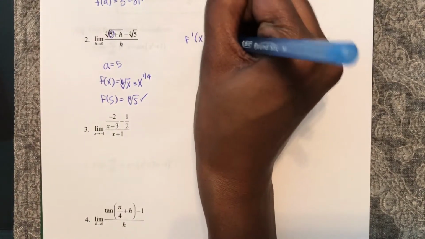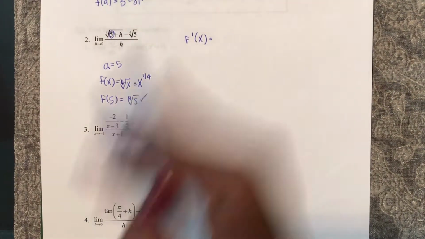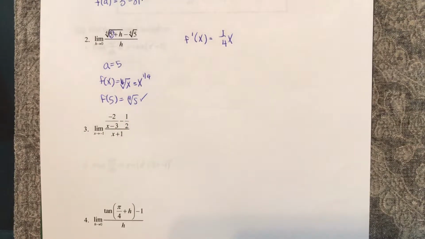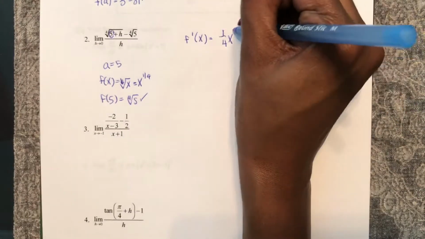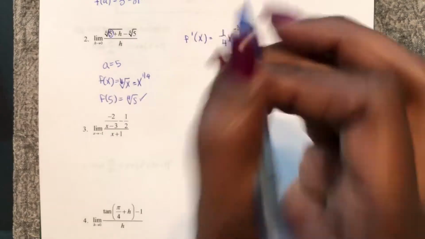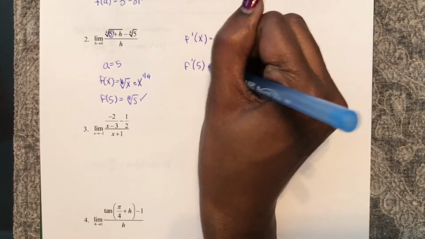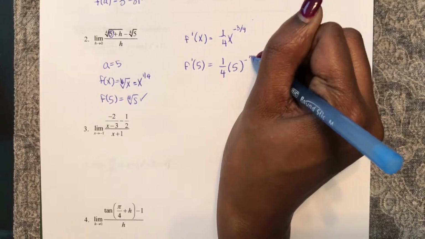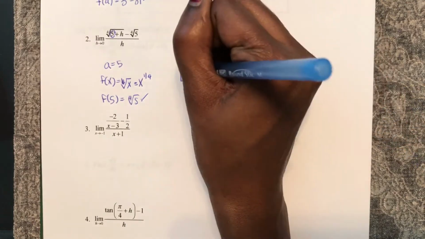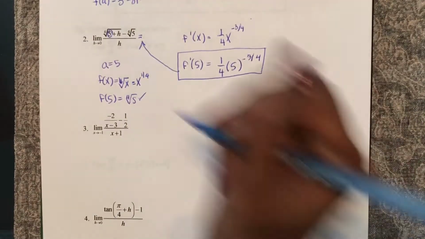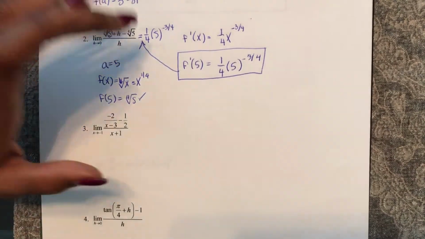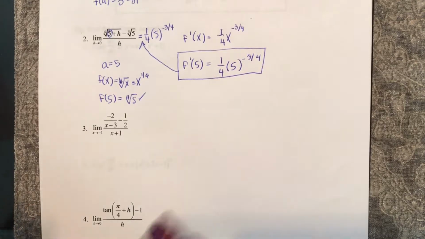F prime of x using power rule, 1/4 x. Well, 1/4 minus 1 is 1/4 minus 4/4, negative 3/4. So now I need to find this at my given a value. F prime of 5 equals 1/4, 5 to the negative 3/4. So therefore, this is what this equals: 1/4 times 5 to the negative 3/4. Unsimplified answer. All right, so let's try the next one.